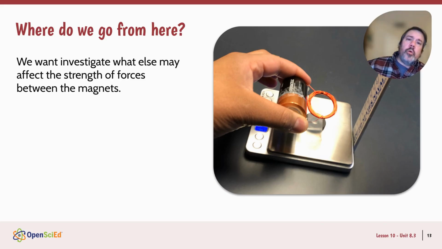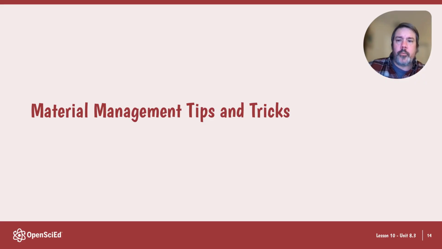Okay, so after we collect the data and make sense of it, we have a discussion to put things together. We wrap this lesson up by thinking about how we now know that distance really matters. The closer the magnets are, the stronger the forces are. But we ask, what else? What else can we try or change that could affect the strength of the forces between the magnets?